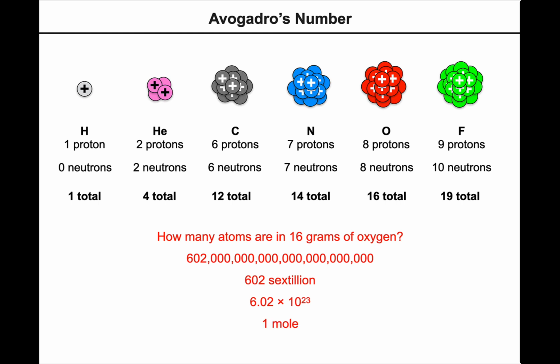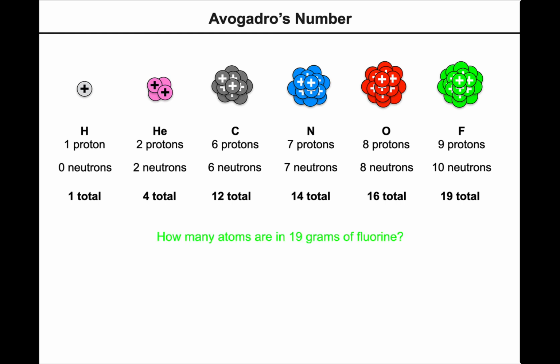oxygen. And then finally, what if I weighed out 19 grams of fluorine? How many atoms of fluorine is that? Well, that's 602 sextillion, Avogadro's number, 1 mole of fluorine.